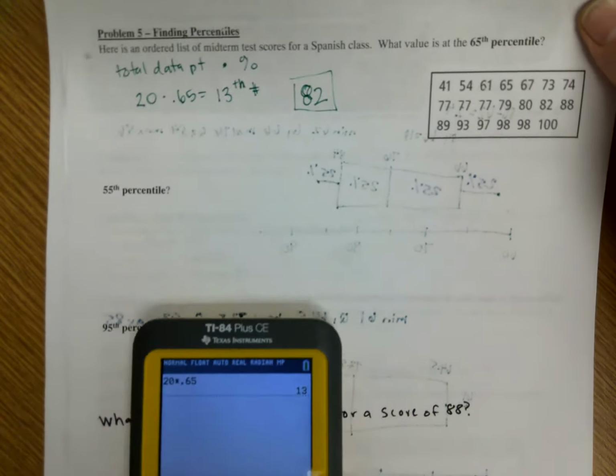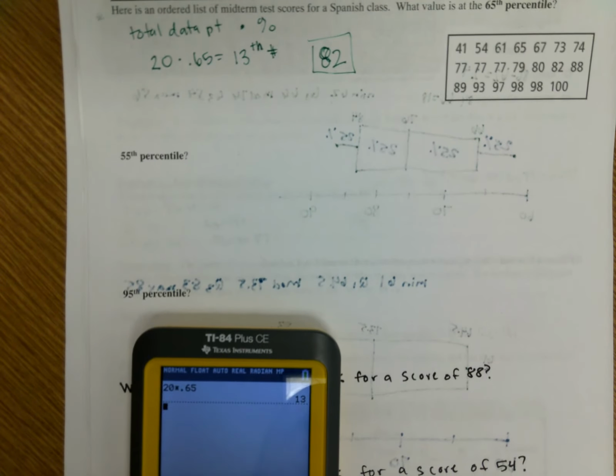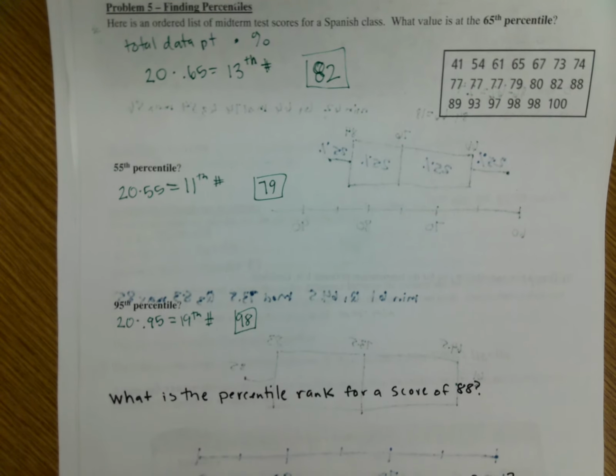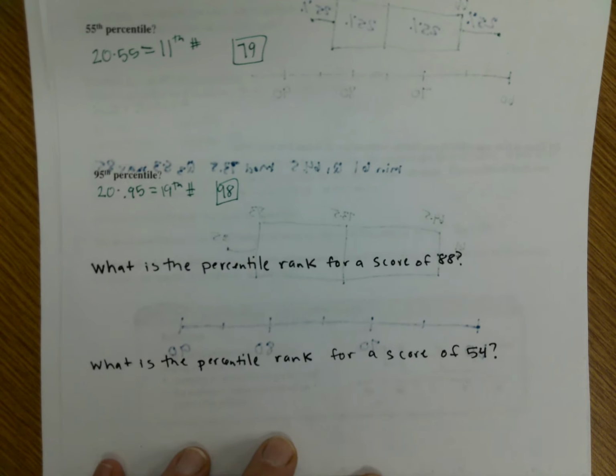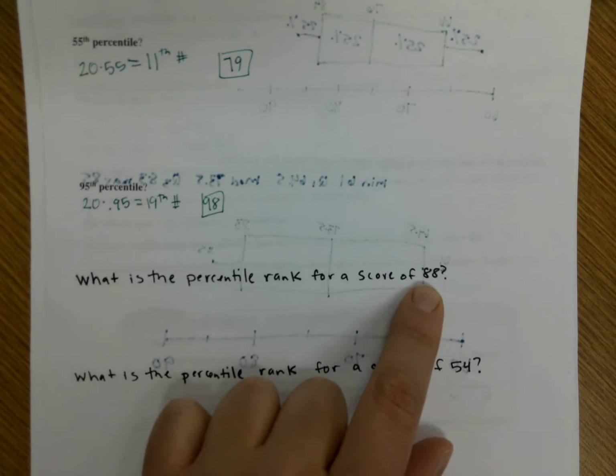I want you to try to find the 55th and 95th. You should have got 79 and 98. I'm adding 2 more questions here, so you should pause and write down these 2 questions. What is the percentile rank for the score of 88? So if you know this number is 88, what percentile of the data is at or below that number?